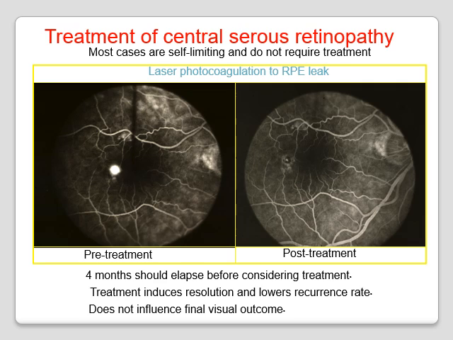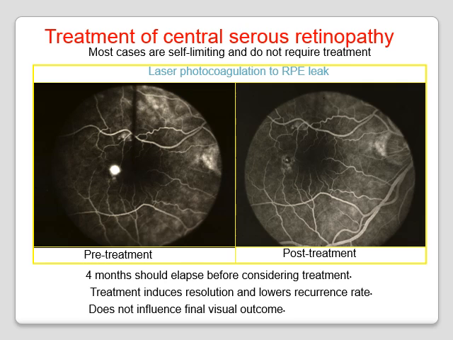For example, long-standing central serous chorioretinopathy for more than 4 months, or if the patient's occupation requires sharp vision and needs immediate resolution of the fluid, or if one eye is lost due to central serous chorioretinopathy and there is another attack in the other eye. 4 months should pass before considering treatment.